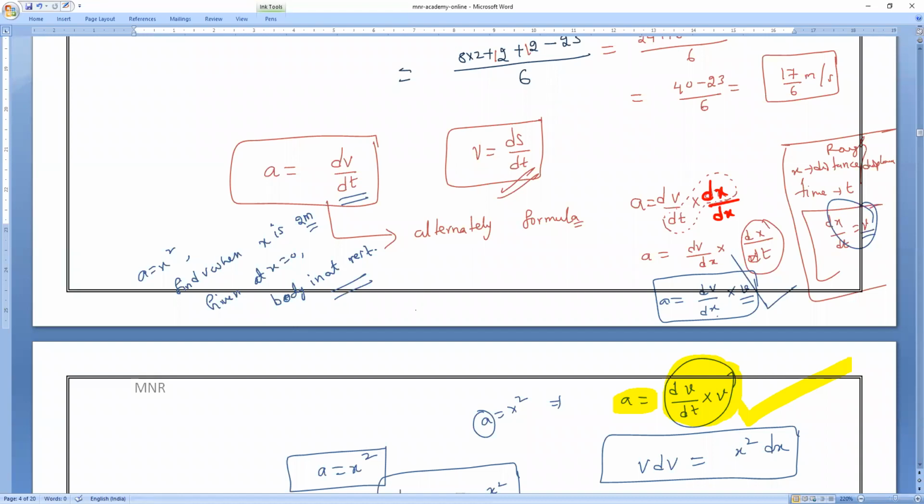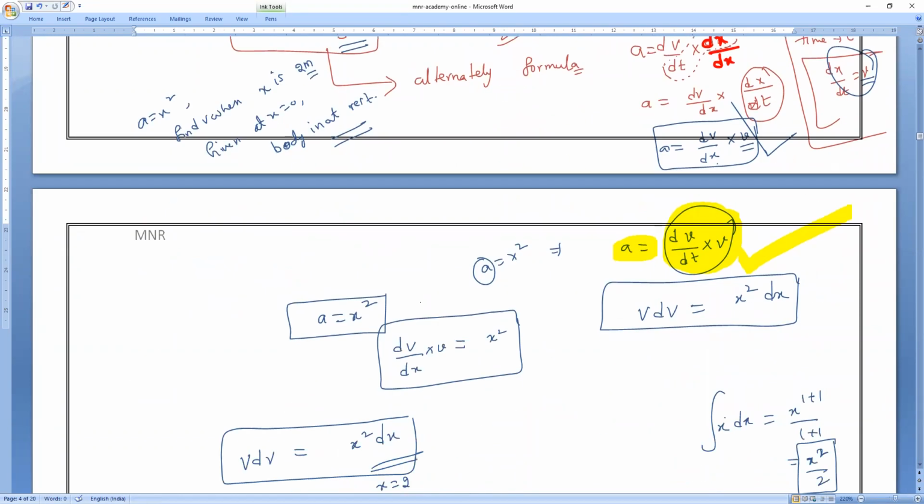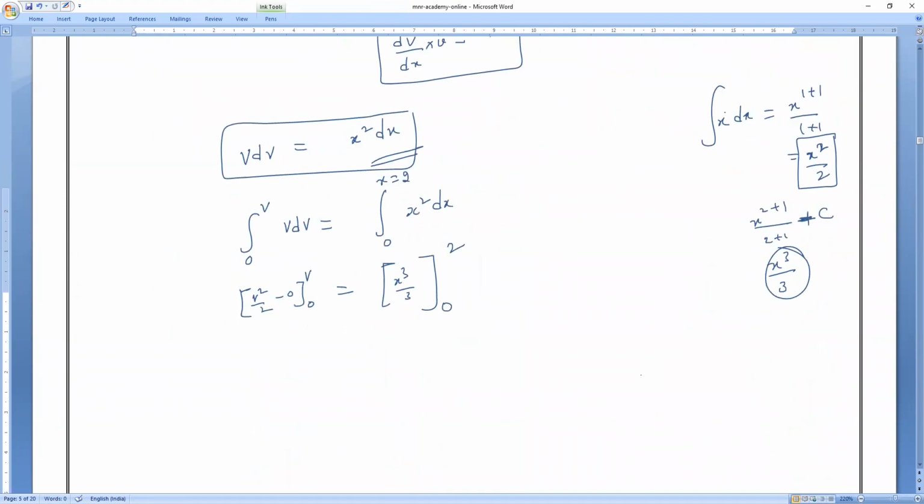So now we finally got v dv is equal to what? Everybody tell me. v dv is equal to x square dx. Now if I apply integration on both sides, what will come? v square divided by 2 is equal to x cube divided by 3. What is x cube? 2 cube divided by 3. So you have to substitute the limits also.